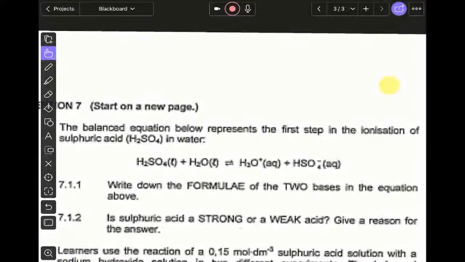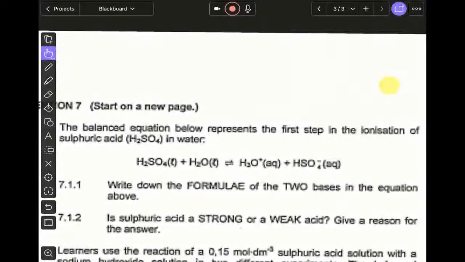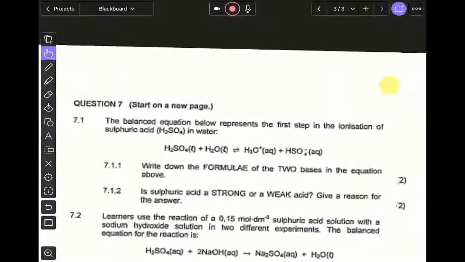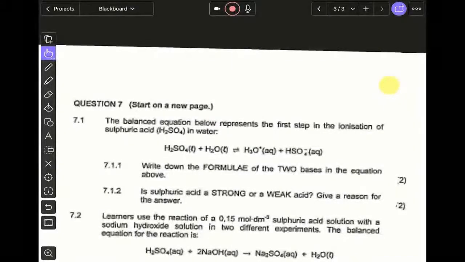Our Lowry-Bronsted definition of acids and bases says that an acid is a proton donor. And when we refer to, just to show you, so Lowry-Bronsted says an acid is a proton donor.